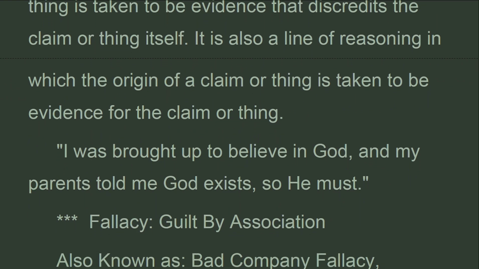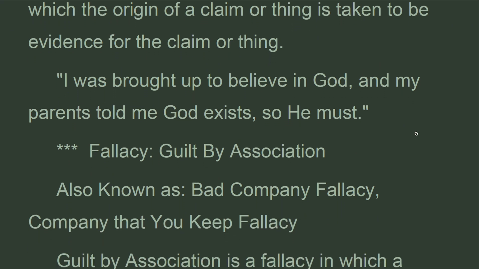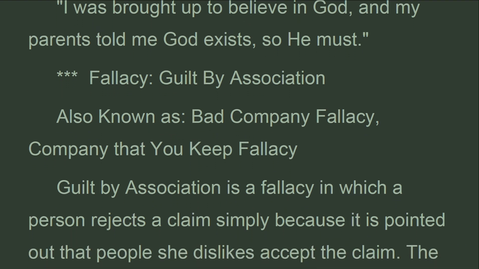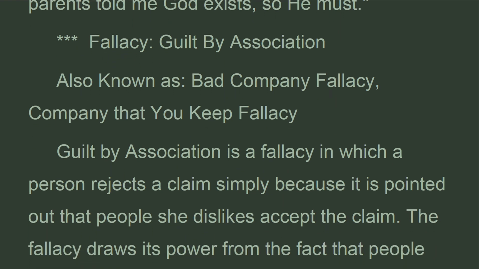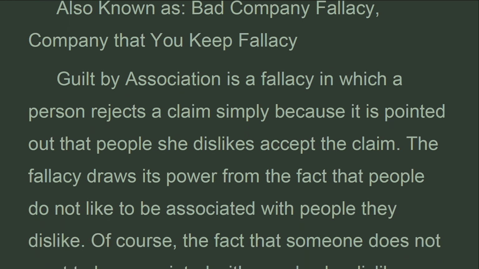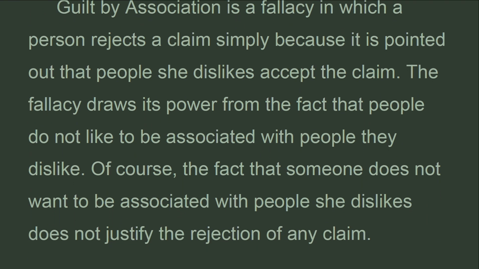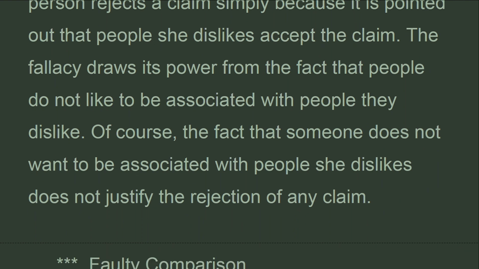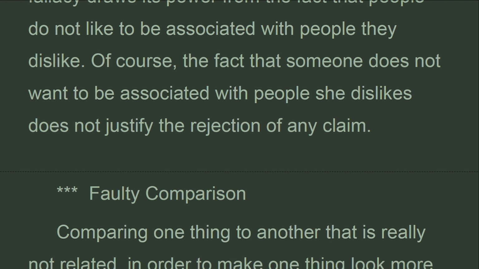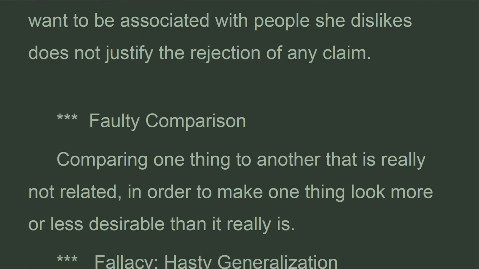Fallacy: Guilt by association. Also known as bad company fallacy, company that you keep fallacy. Guilt by association is a fallacy in which a person rejects a claim simply because it is pointed out that people she dislikes accept the claim. The fallacy draws its power from the fact that people do not like to be associated with people they dislike. Of course, the fact that someone does not want to be associated with people she dislikes does not justify the rejection of any claim.